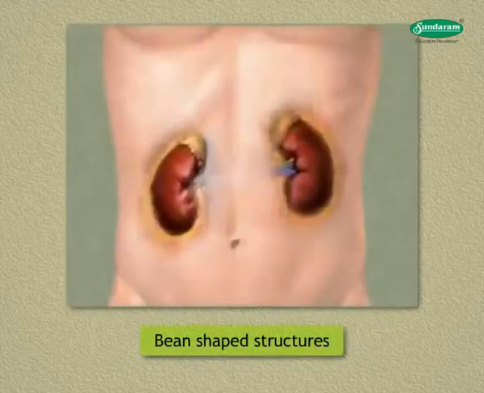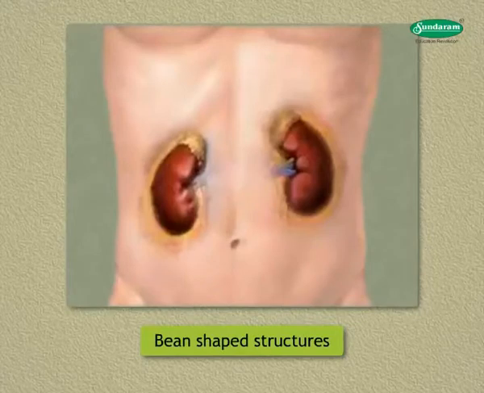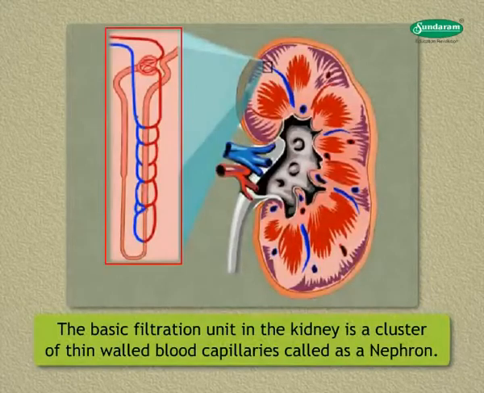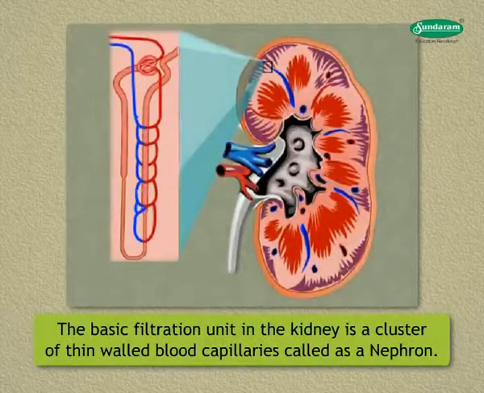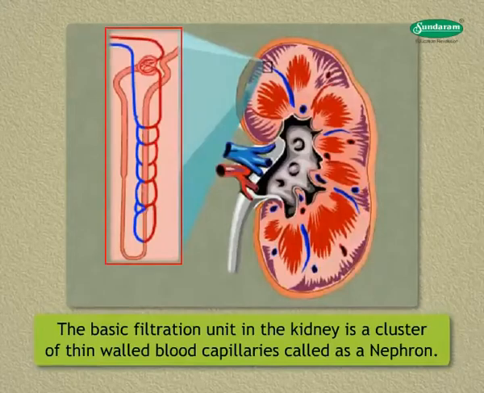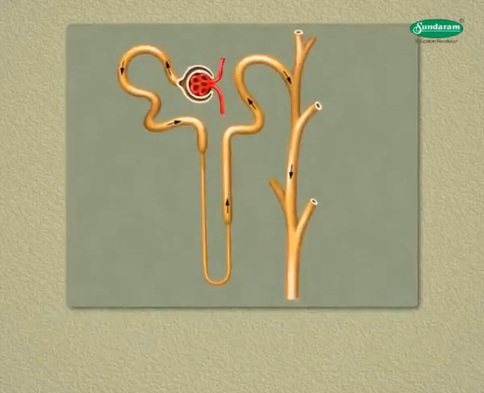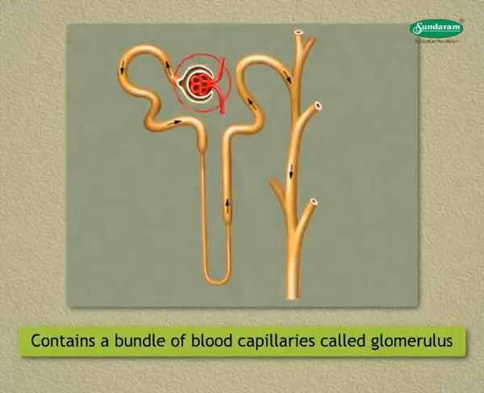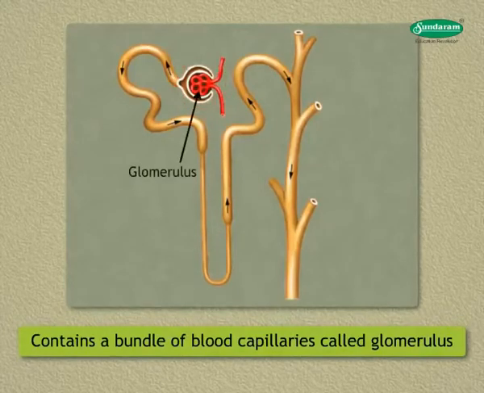Kidneys are two bean-shaped structures located at the back of the abdomen, one on either side of the vertebral column. The basic filtration unit in the kidney is a cluster of thin-walled blood capillaries called a nephron. Each nephron has a cup-shaped thin-walled upper end called Bowman's capsule, which contains a bundle of blood capillaries called glomerulus.